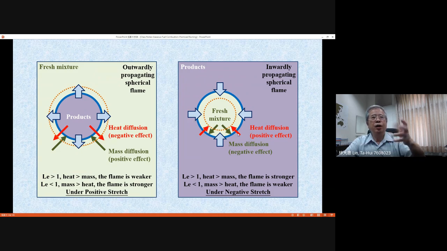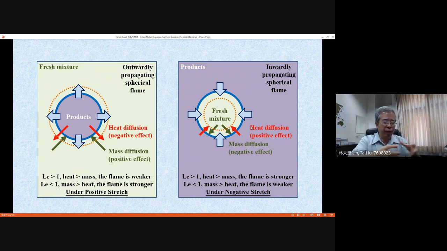Now the direction of heat diffusion and mass diffusion is completely reversed. Think about the problem as we described. This outwardly propagating spherical flame is the usual case. You can see the ignition process, right? In the ignition process, you ignite a spherical flame, then it propagates outward. This is a usual case we can see in real applications.